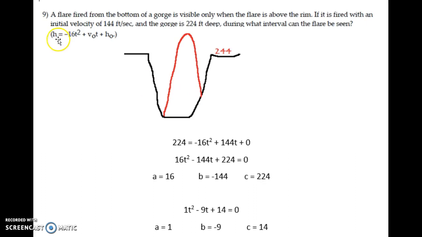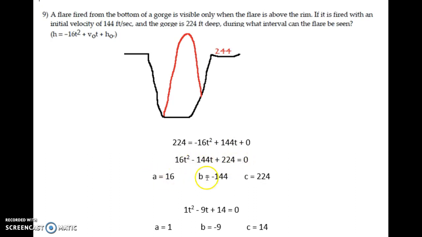So what we want to plug into this equation is a height of 224 feet. We know our initial velocity is given, and our initial height is 0. We're standing on the bottom of the gorge here, so our height off the ground is 0. And so plug that in. I'm going to rearrange everything to the left side so I can easily use the quadratic formula. So add 16t squared to both sides, subtract 144t, and you get here.